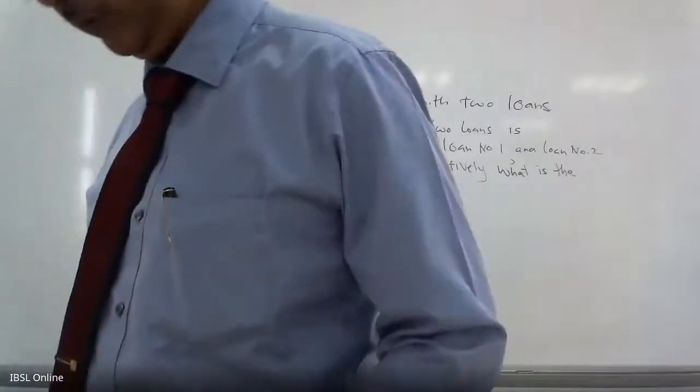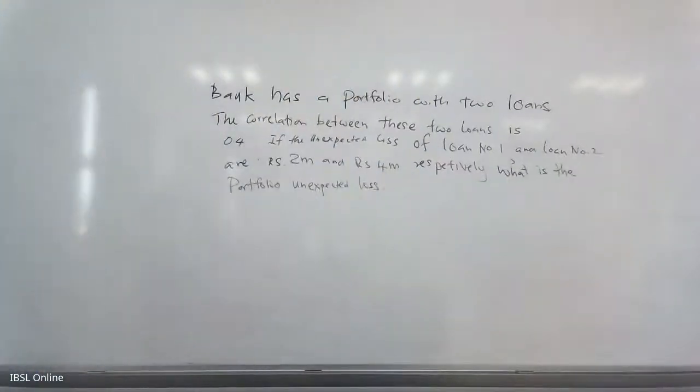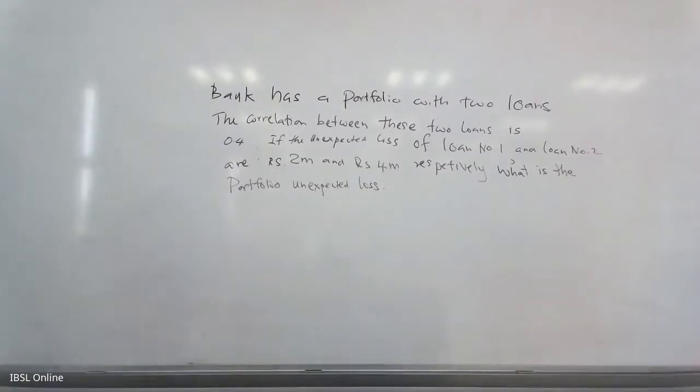Now, you just look at the board. A bank has a portfolio with 2 loans. Now, this is a very rare situation, but I just put it. The correlation between these 2 loans is 0.4. If the unexpected loss of loan number 1 and loan number 2 are rupees 2 million and rupees 4 million respectively, what is the portfolio unexpected loss?